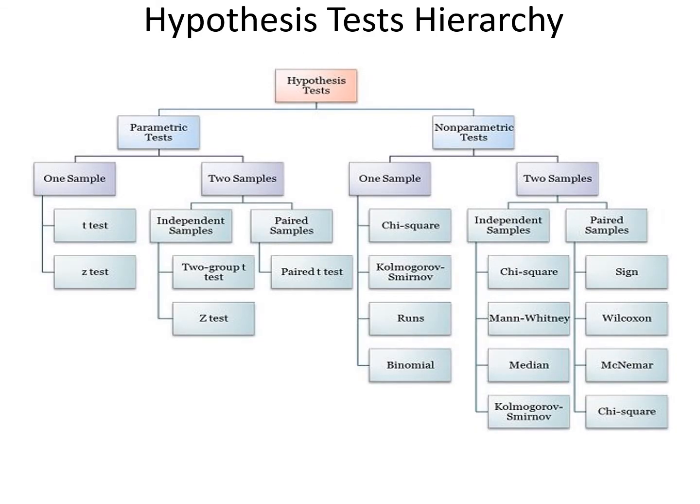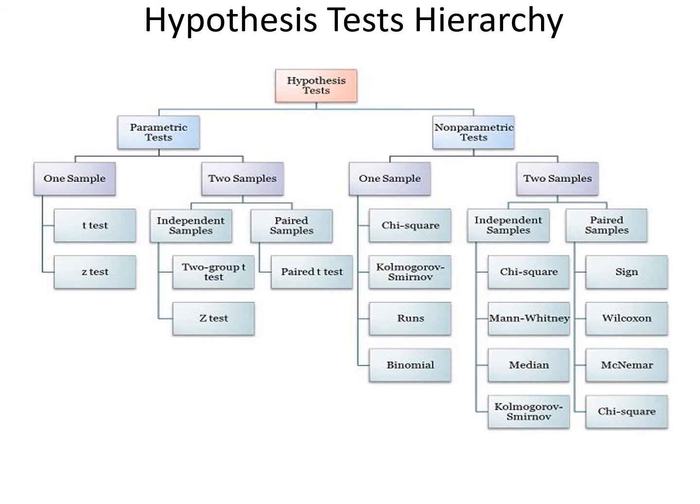Okay, now moving on, on the screen is the hypothesis test hierarchy. You'll notice that we have the parametric test, which for a one sample test has the t-test and z-test. For two samples, we have independent samples and paired samples. For independent samples, the two-group t-test or z-test is applied. But for paired samples, you make use of the paired t-test.